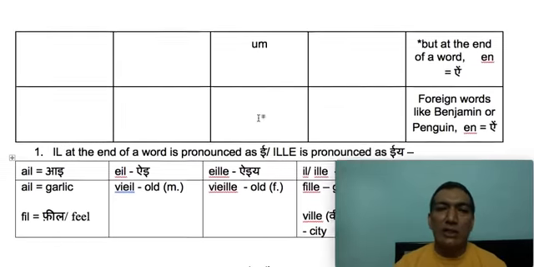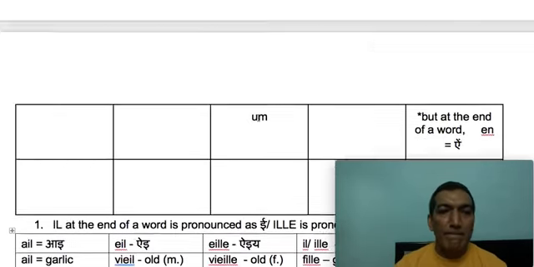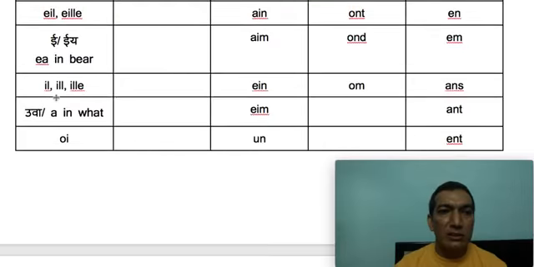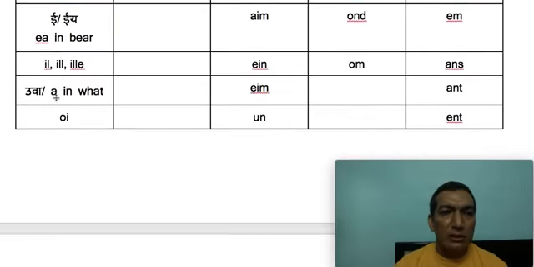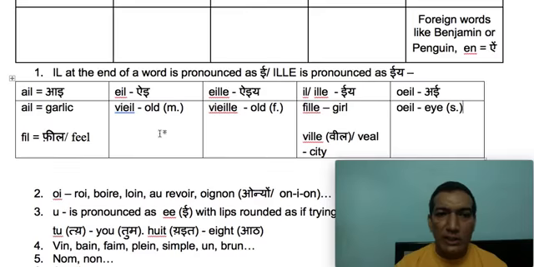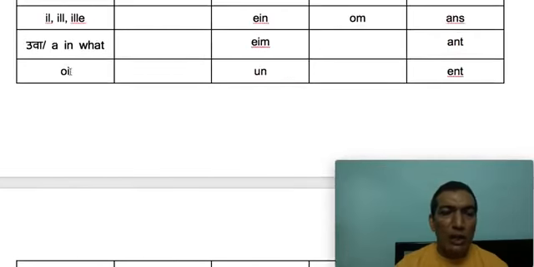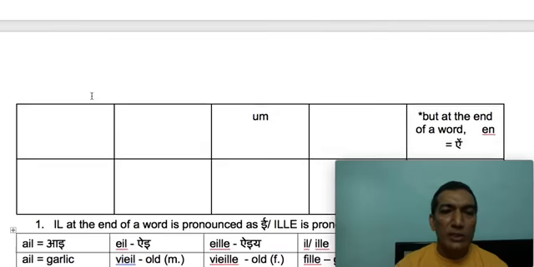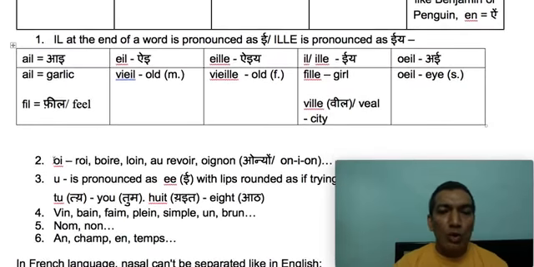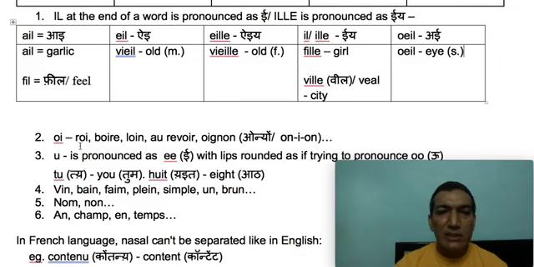Okay, so these are the sounds which come from these sound. So these are the examples. Okay, so the second was wa, OE, which becomes wa. So OE, wa, some examples. Roi, ROI, roi. BOI, boire. Okay, boire.